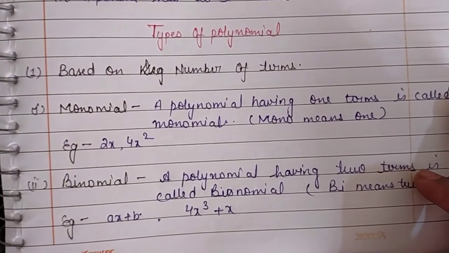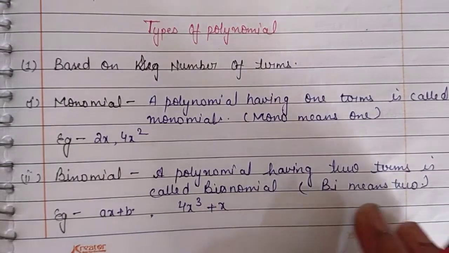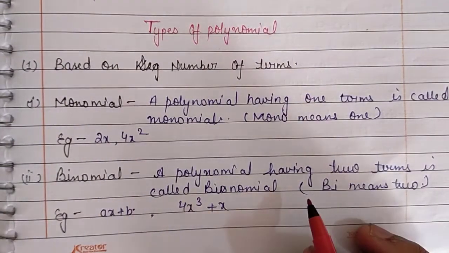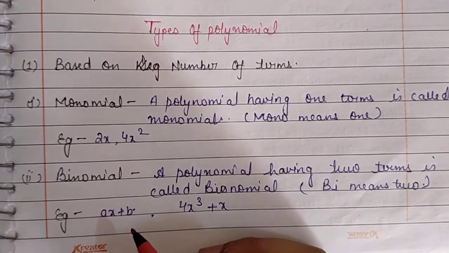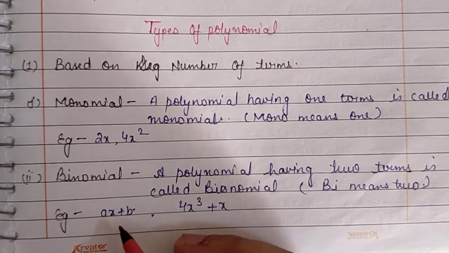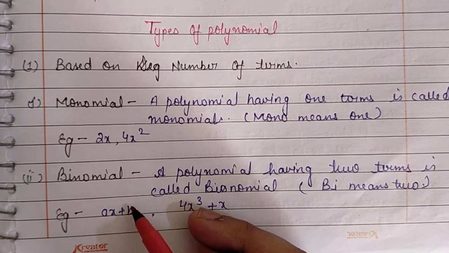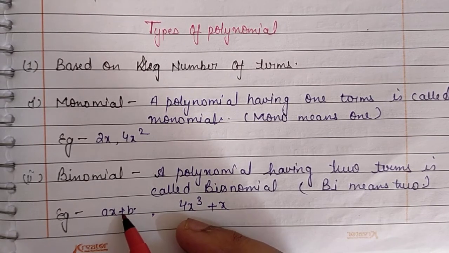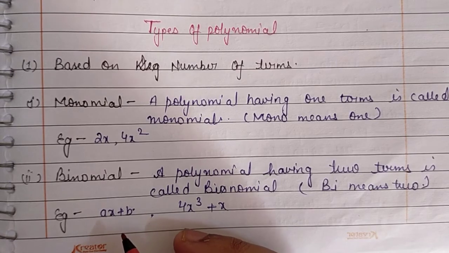Next one is binomial. A polynomial having two terms is called a binomial. Bi means two, that is why it is called a binomial. The general form is ax plus b. Why? Because it consists of two terms, ax plus b, where plus is the separator. Plus and minus are the separators which separate the terms.